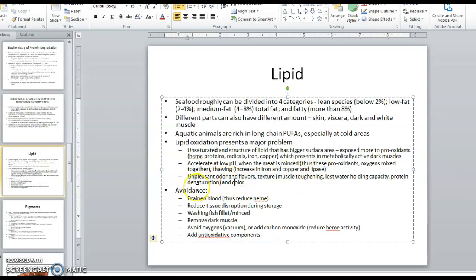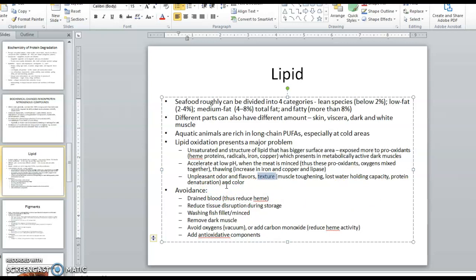The lipid degradation can lead to rancidity, another word for unpleasant odor and texture. I'm not really sure how the taste is because I never eat rancid seafood, but apparently it is very strong, so we know that the seafood has gone bad. It can also change the texture of the seafood. For example, it can cause muscle toughening, lost water holding capacity, protein denaturation, and also color change.